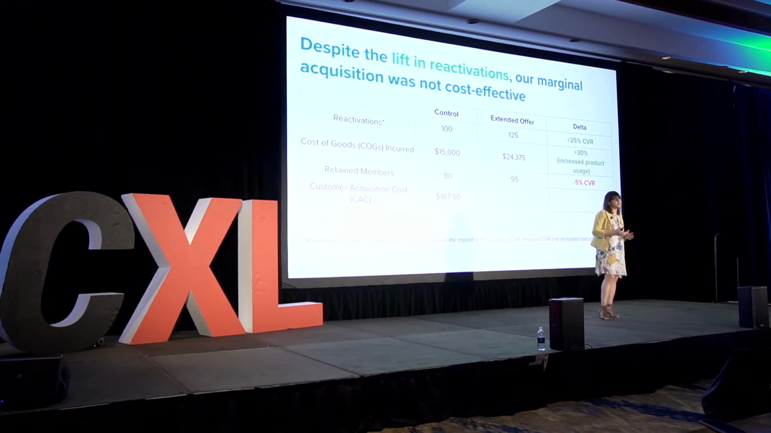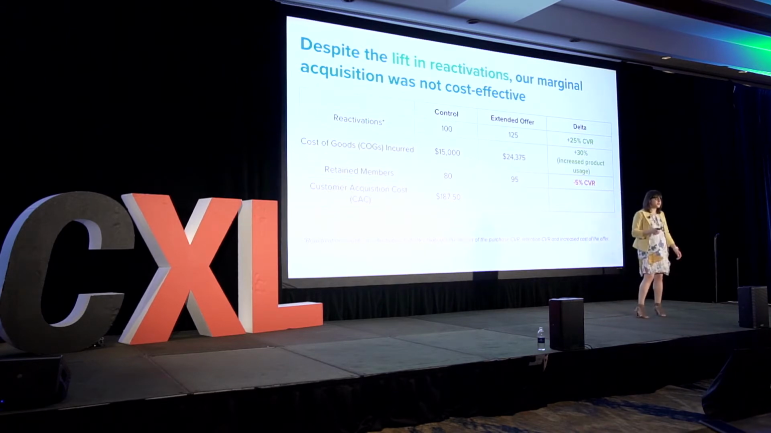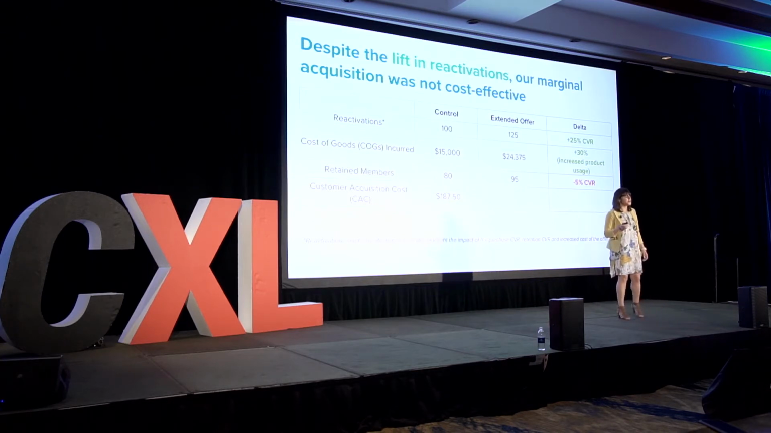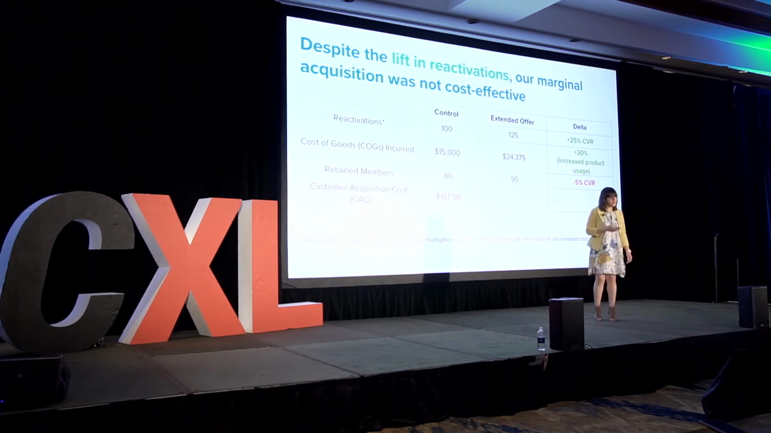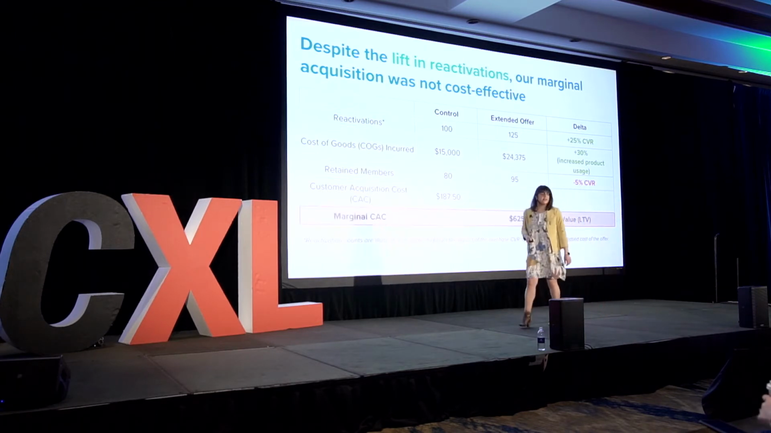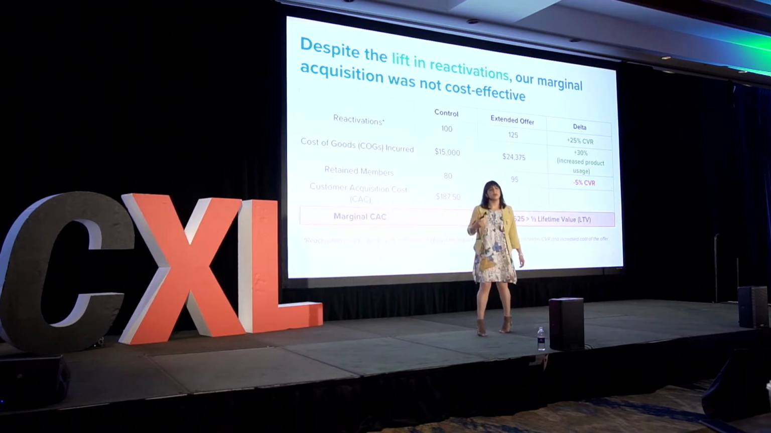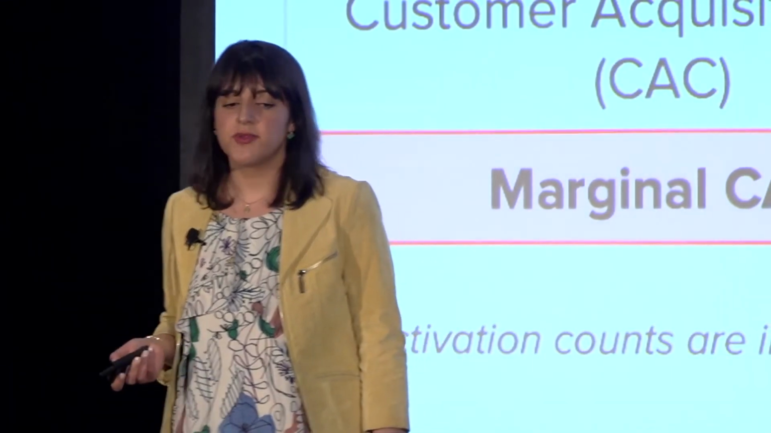So essentially what we're doing is we're trying to figure out how much did those 15 additional members cost us to get. So what we're going to do is we're basically going to take the difference of the total cost of goods between the extended offer and the control and divide that by the 15 additional members. And that gets us $625.